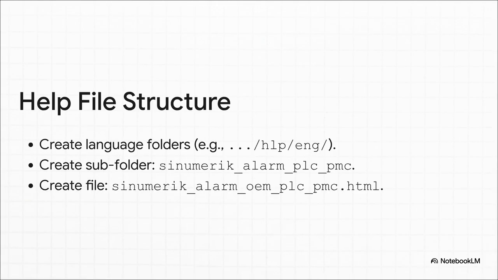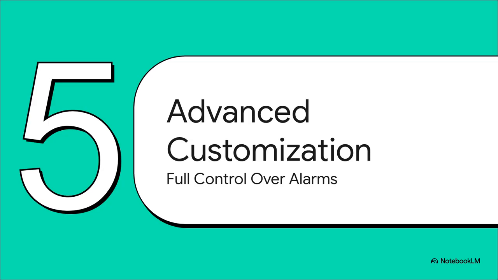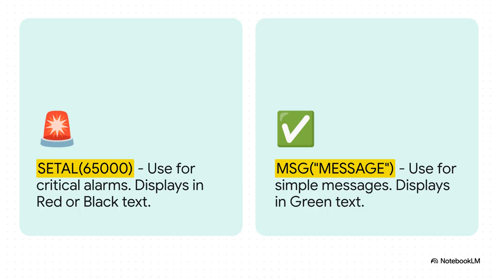Now, I'll be honest, the file structure here is picky. You've got to get it exactly right. But here's the good news. Once you set it up the first time, adding new help files is as easy as copy and paste. Okay, for our final section, we're going all in. We're talking total control from custom colors to triggering alarms right from your G-code. You heard that right. You can actually trigger alerts from inside your part program.